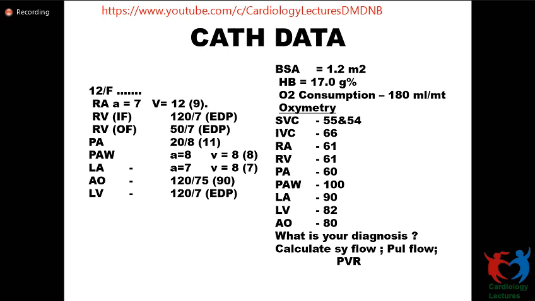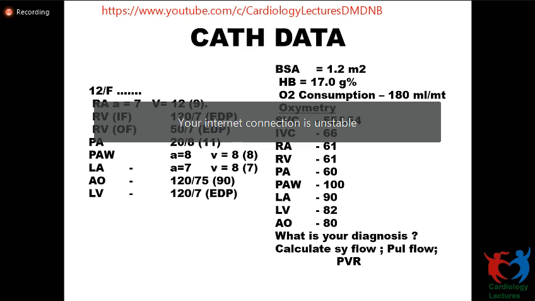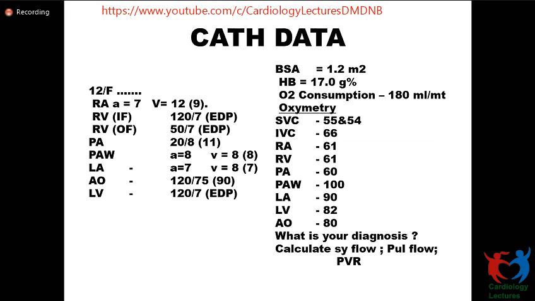Yes, sir. LA pressure is normal. Okay. Very good. Aortic pressure is 120/75. Mean 90. It's normal. And LV pressure is 120/7. That is also normal. So there is a significant gradient from RV inflow to outflow and outflow to the pulmonary artery.